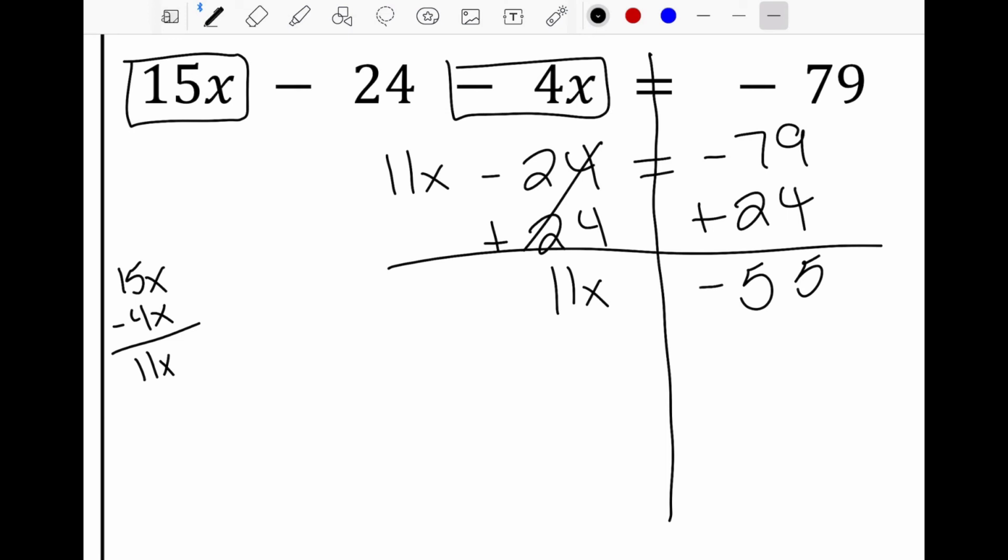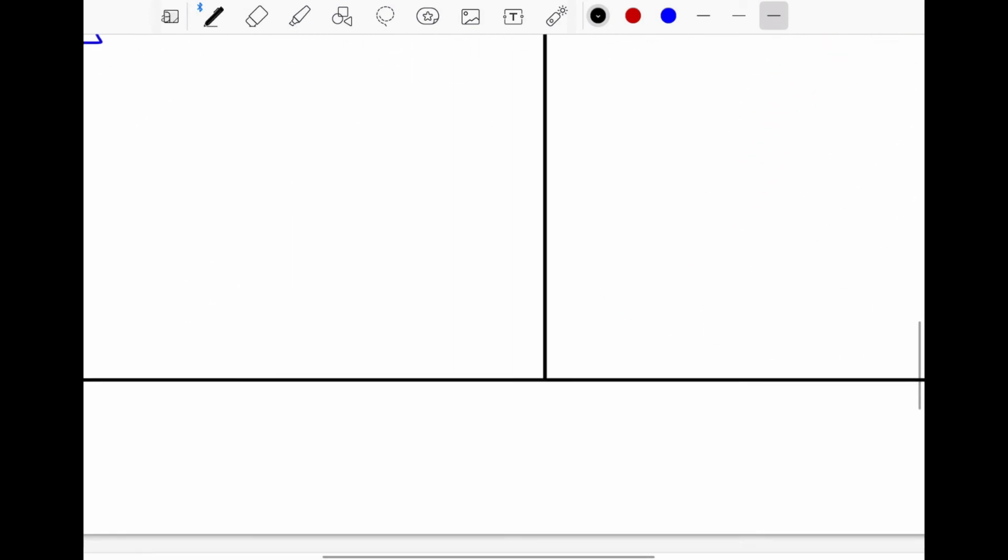Now we got 11 right beside that x. That means multiply. So the opposite of multiply means I got to divide. So I'm going to divide by 11. Double 11s cancel each other out, leaving me with x. Negative 55 divided by 11 is going to give me negative 5. So x is negative 5. We got one more example.